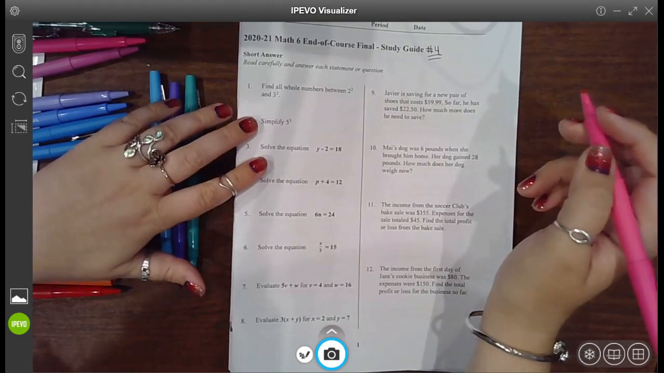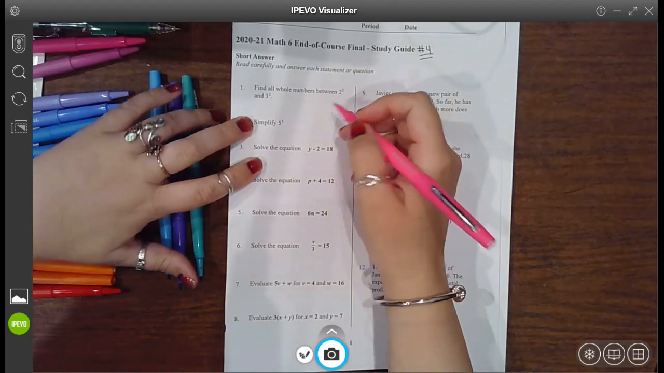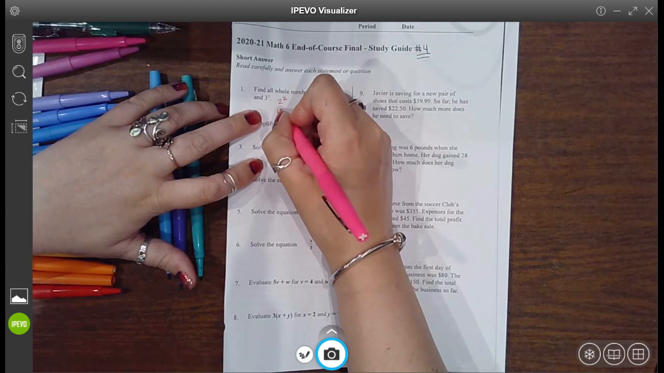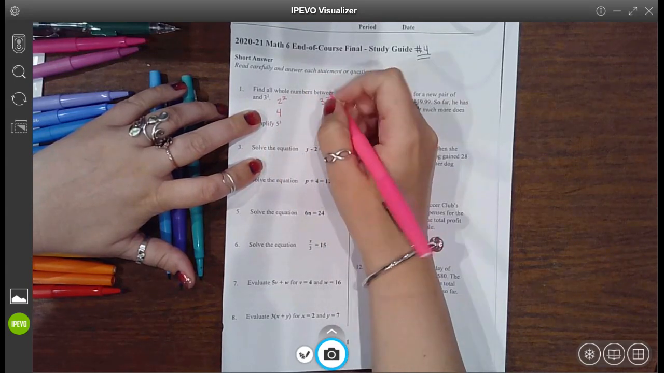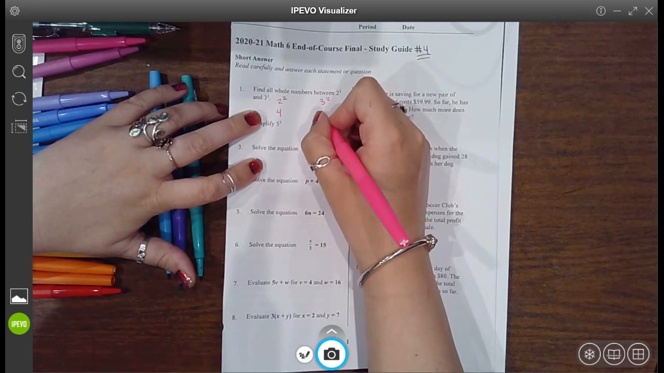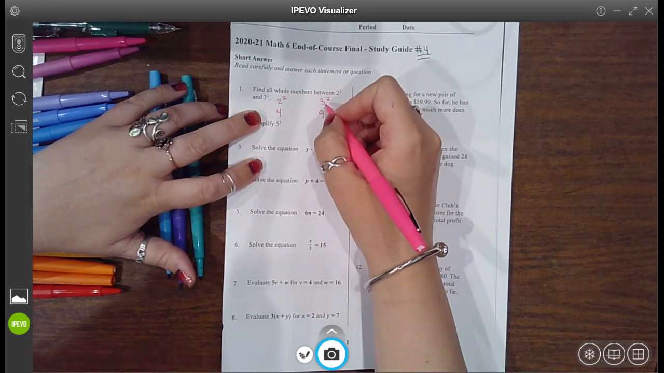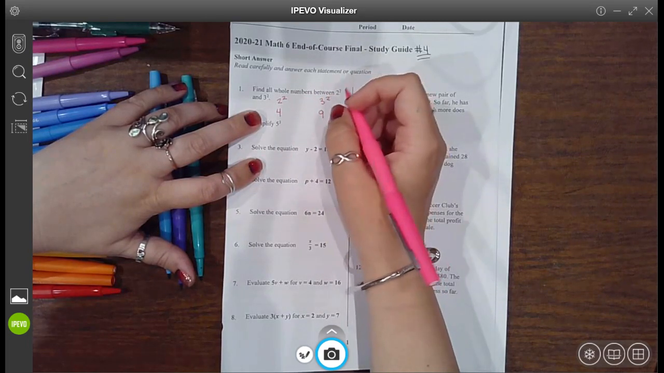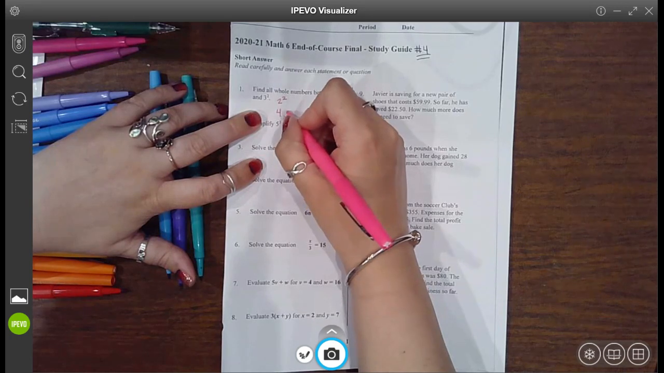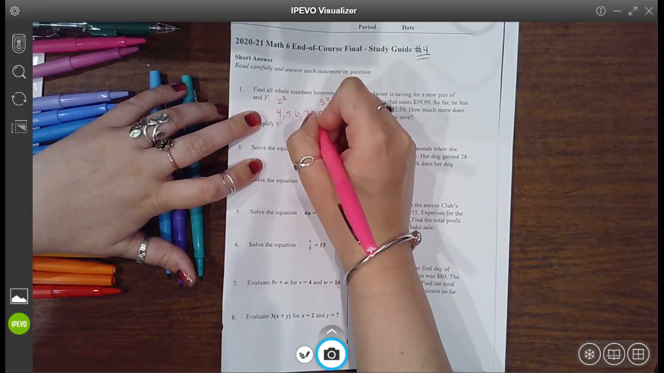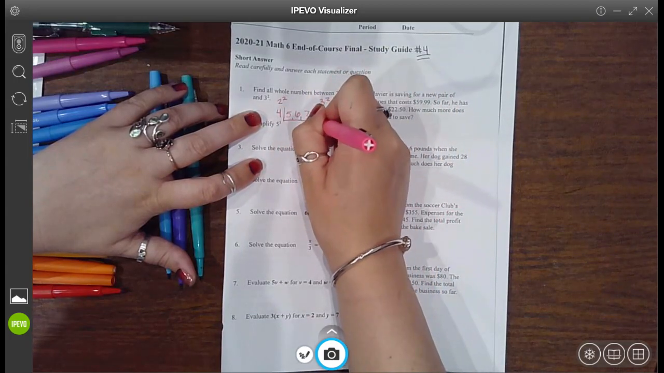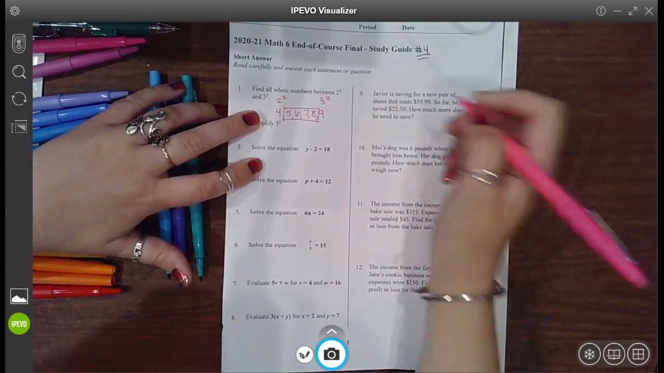Number 1 says, find all the whole numbers between 2 squared and 3 squared. Well, 2 squared is 2 times 2, which is 4. And 3 squared is 3 times 3, which is 9. Because squared means that number times itself that many times. So 2 times 2 for the 2 and 3 times 3 for the 3. So the numbers between there are 5, 6, 7, 8, and it wants just the whole numbers between those. So there you go.